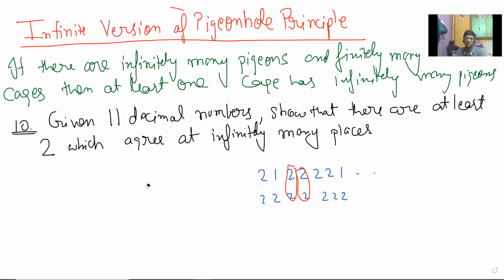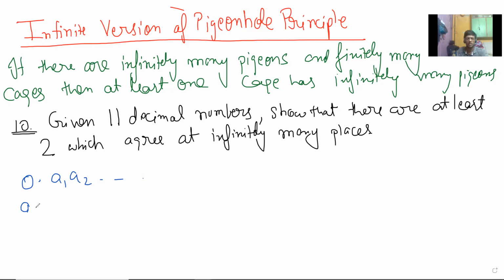So basically, there are 2 sequences which agree at infinitely many places. So there will be 11 decimals. We can forget the part before the decimal. So A1, A2, dot, dot, dot, dot. And then again, B1, dot, dot, dot, dot. And again, dot, dot, dot. And there are 11 of these. I don't know what's the 11th alphabet. I think H or something.